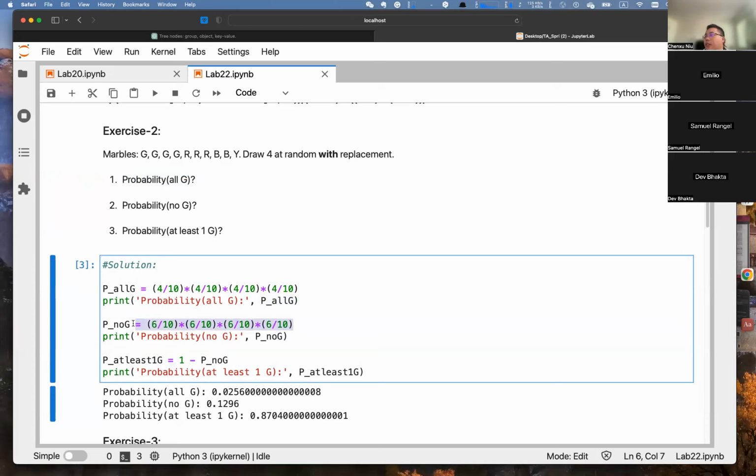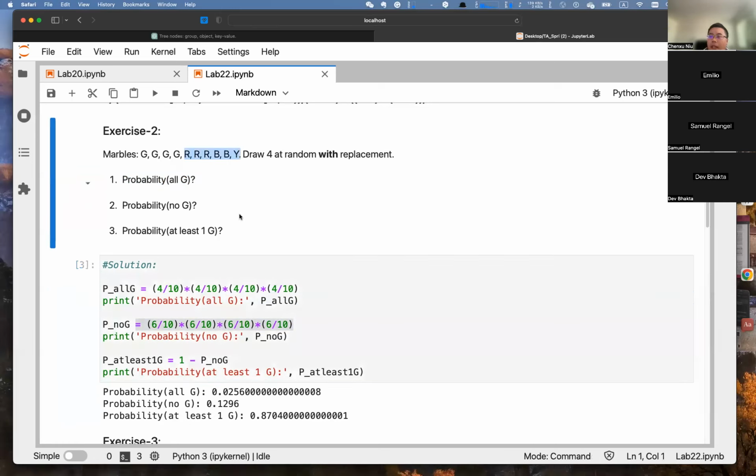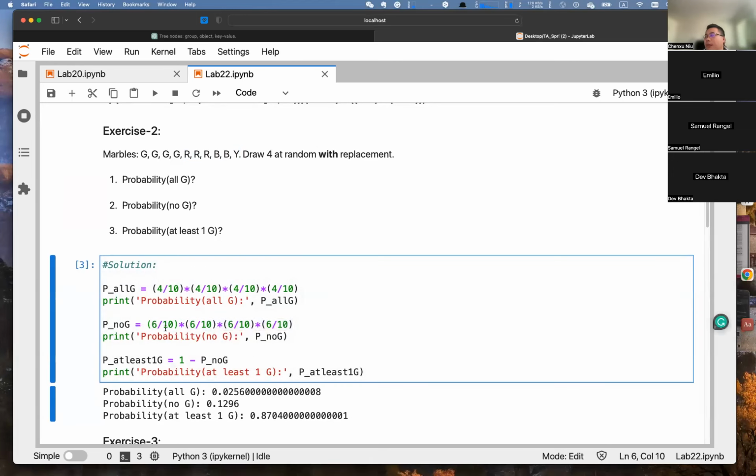And the next one, no G. No G means you need to select the other 6 marbles, right? So the probability of each time would be 6 divided by 10, so it's 0.6, right? And for each time they are the same. So that's why the result would be 0.6 multiply 0.6 into the last one. P no G's.